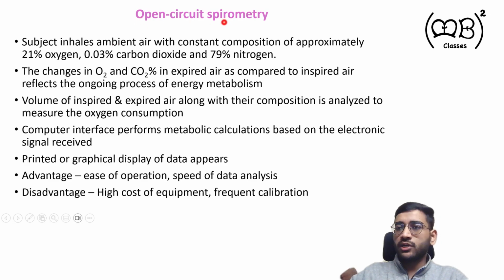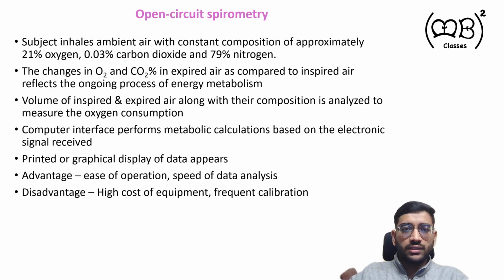Going into the second method of indirect calorimetry, the open circuit spirometer. The major difference between the open circuit and closed circuit spirometer is the inspiration. What are the individuals inspiring? In open circuit, the individual is inhaling the atmospheric air, the ambient air, with a constant composition of approximately 21% oxygen and 79% nitrogen, with a negligible 0.03% of carbon dioxide. But in a closed circuit spirometer, the individual is inhaling 100% oxygen, which is loaded into the spirometer. So this is the major difference.